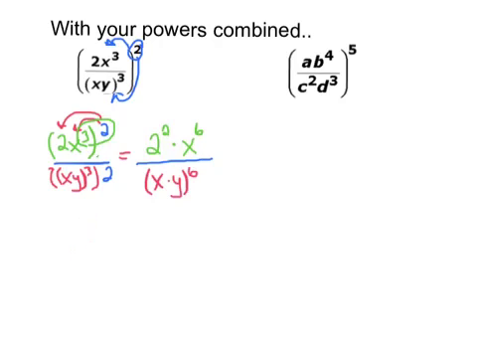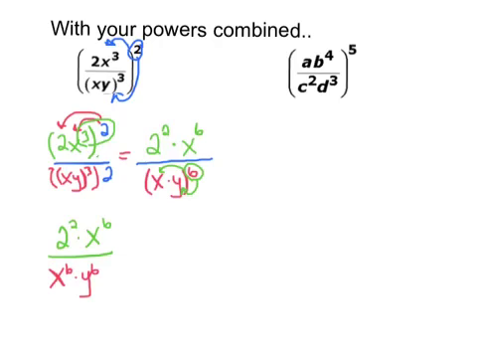And so if I look at this, now I use my next rule and say I have to take this 6 and apply it to each one of these. So I raise those to the power. If I start over, I have 2 to the second power times x to the 6th power on top. On the bottom now, I have x to the 6th power times y to the 6th power. That's using my multiplication properties.